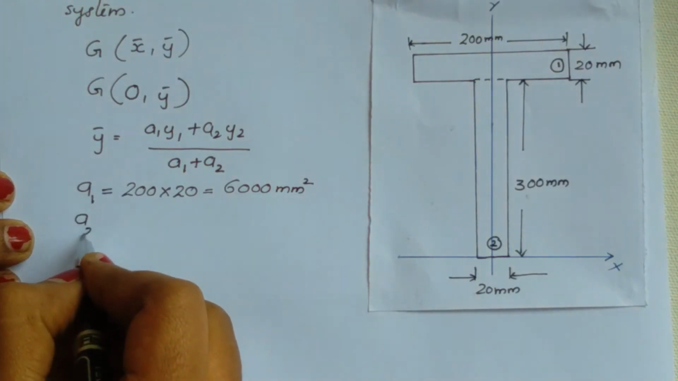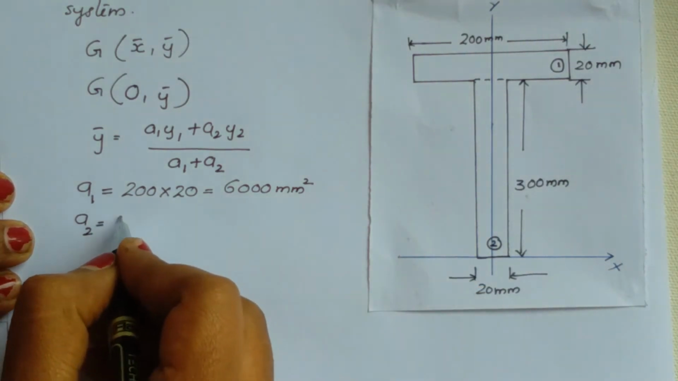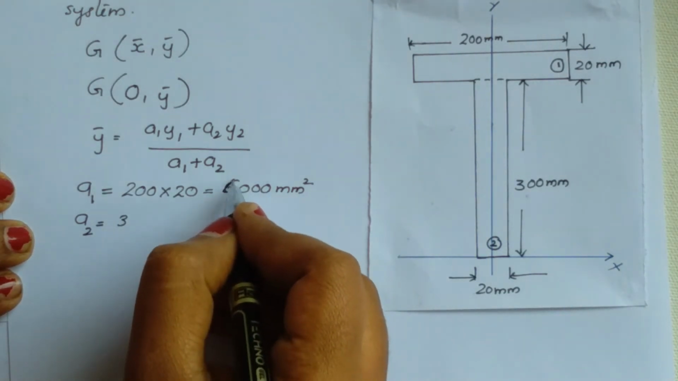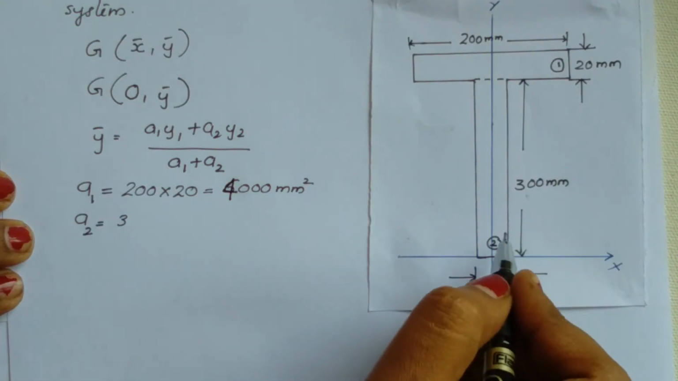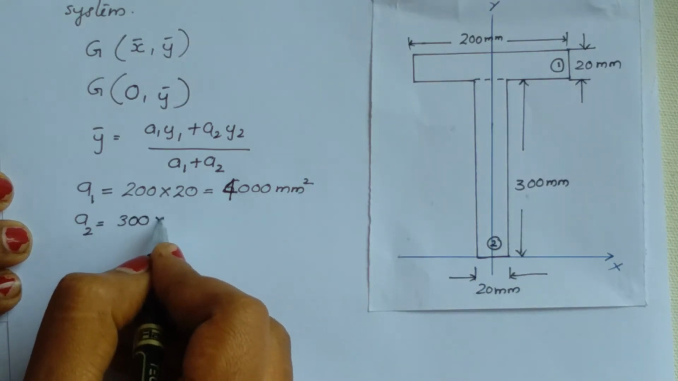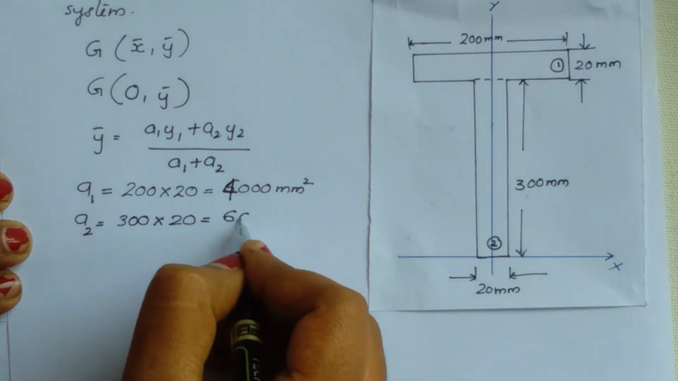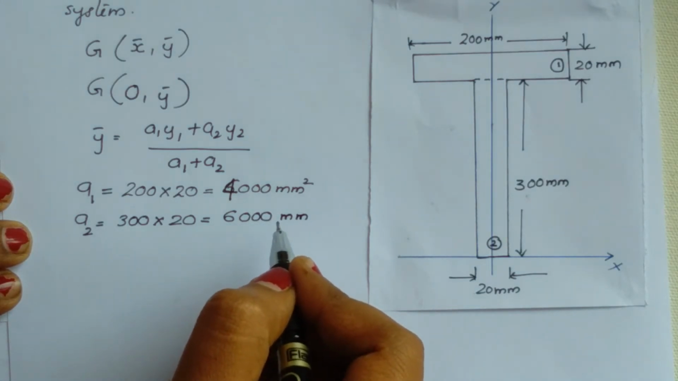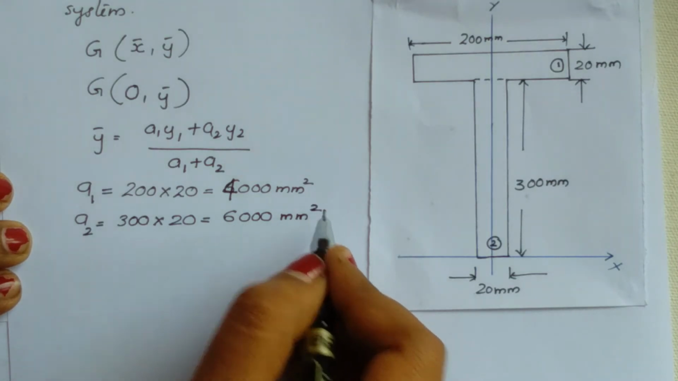Then what is A2? A2 is the area of the second rectangle, that is equal to 300 multiplied by 20, that is equal to 6000 mm square.